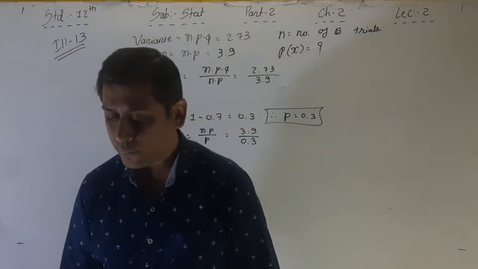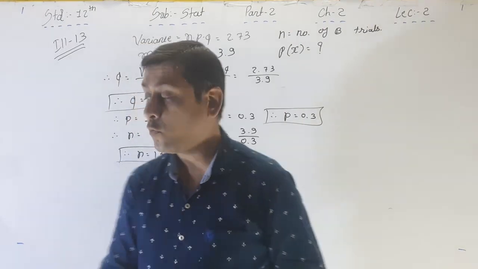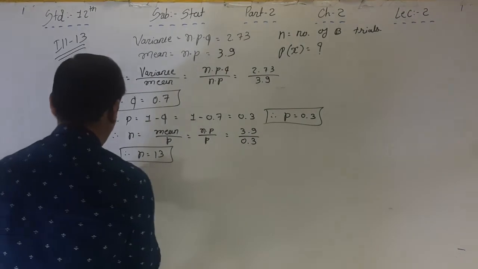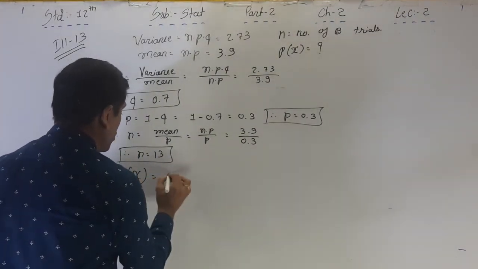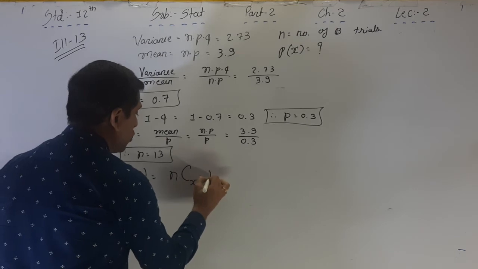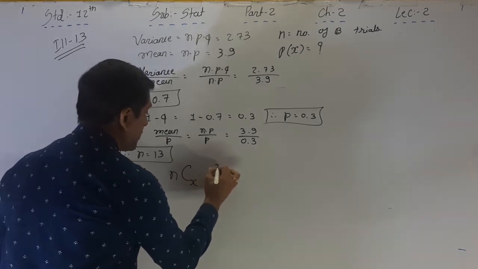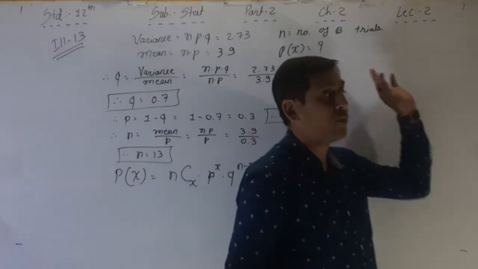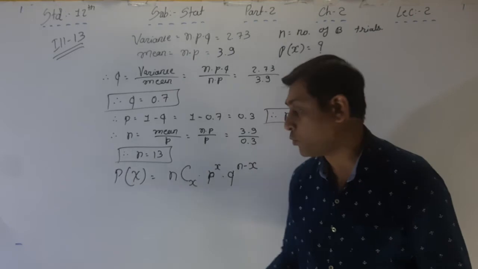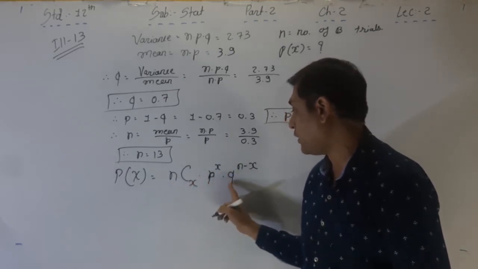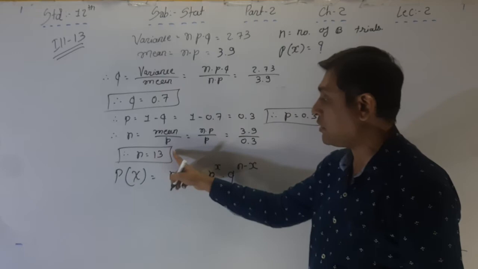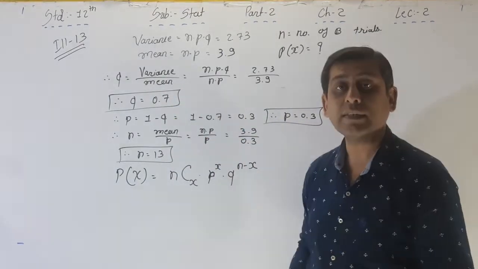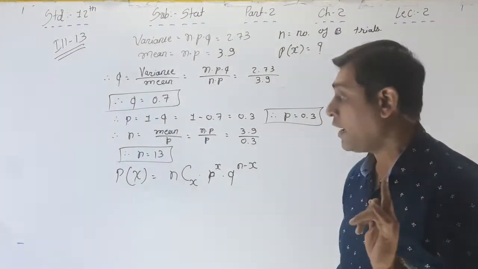And what we have to find out? P of x. Now for P of x we have all the things. What is the formula for P of x? P of x is equal to ncx into p raised to x into q raised to n minus x. In the binomial distribution, ncx into p raised to x into q raised to n minus x, where n is equal to 13, p is equal to 0.3, q is equal to 0.7. Just find out the P of x.